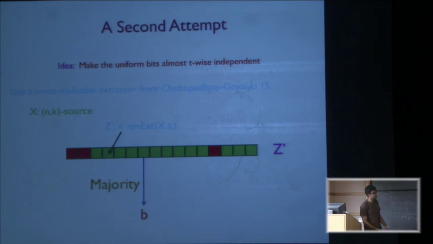And now this works: if we take a sample from X and run the non-malleable extractor on all its seeds, then a good fraction of the bits are uniform and also t-wise independent. What should we think of t? Think of t as polylogarithmic. So every polylog of the green guys are t-wise independent? It's strictly not; it's actually almost t-wise independent. But for this talk, let's think of it as t-wise independent.